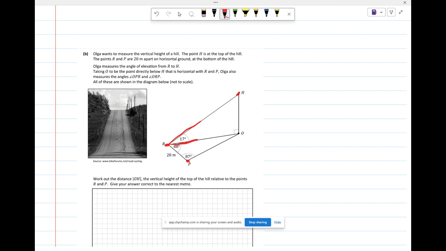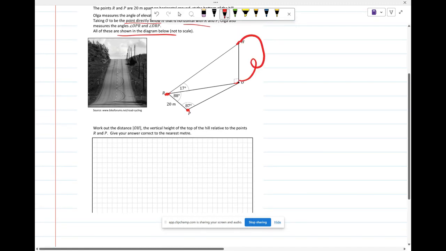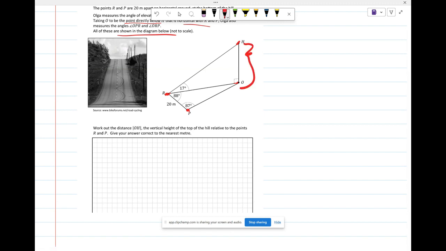And then, taking O to be the point directly below H, this one here, that is horizontal, so all of this triangle is flat on the ground, basically. Olga also measures the angles OPR, so that's 87, and ORP, 88. All of these are shown on the diagram below, not to scale. Work out the distance OH, so we're trying to figure out this distance here. Let's call it Y. So work out the distance OH, the vertical height at the top of the hill relative to points O and P. Give your answers to the nearest meter.